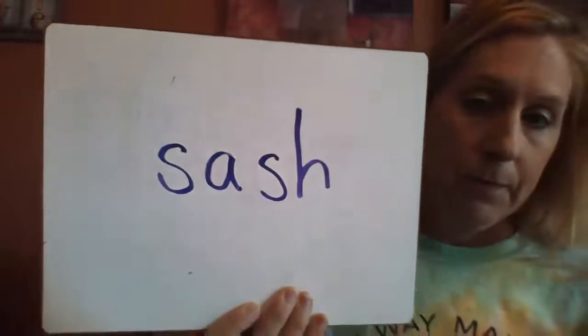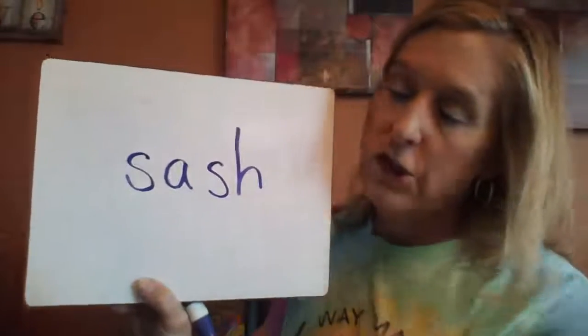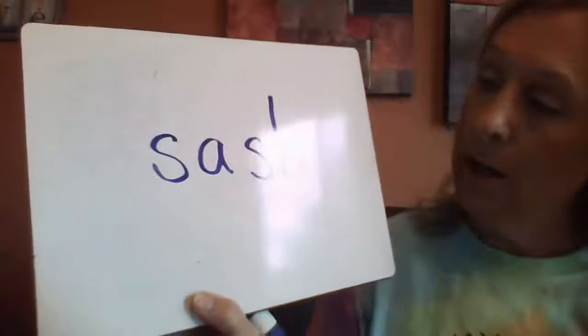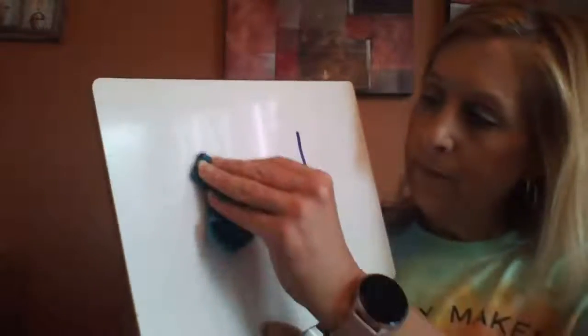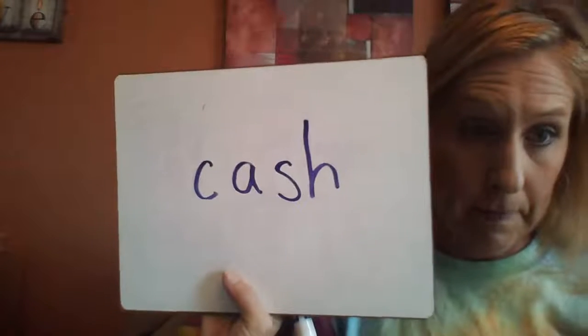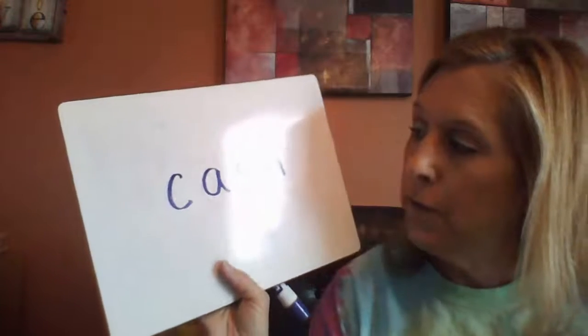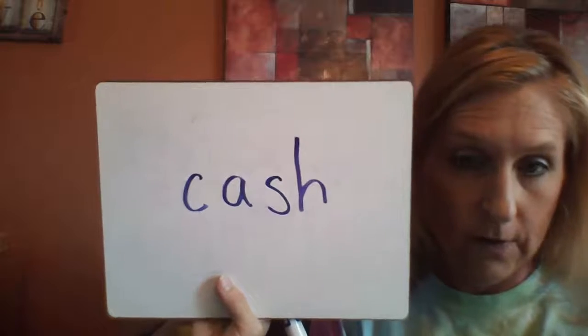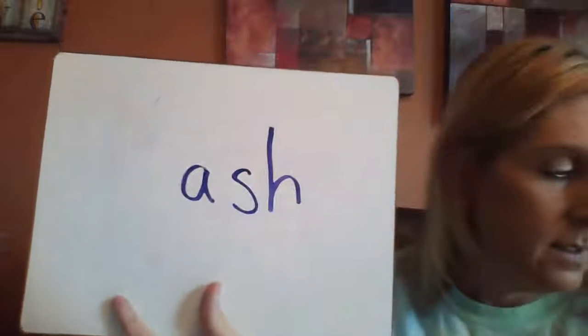Okay, now we're going to change the first sound from lash to sash. Sash. Should look like this. Sash. Now we're going to change sash to cash. Another word for money is cash. And that one starts with a C. Ash. What would we do if we just wanted to say ash? After the fire, I saw some ash. Ash. It's like a burnt up log. So hopefully you knew just to erase that beginning sound. All we had to do was erase the C to make ash.